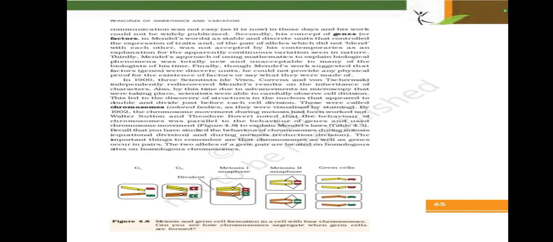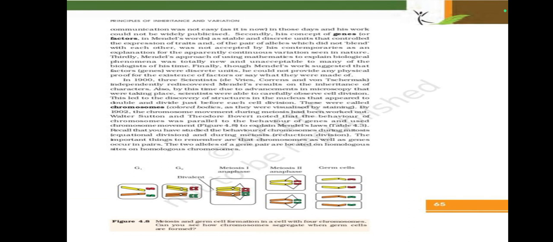Chromosomal theory of inheritance. Mendel published his work on inheritance of characters in 1865, but for several reasons it remained unrecognized till the 19th century. Firstly, communication was not easy as it is now. In those days his work could not be widely publicized.